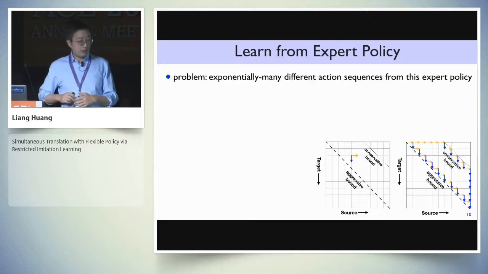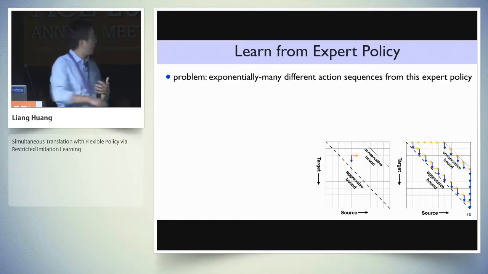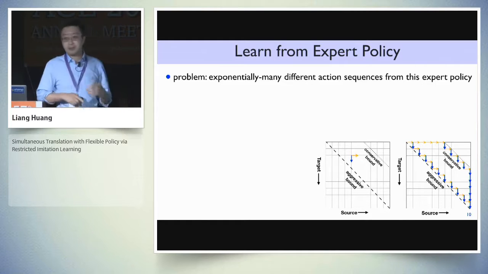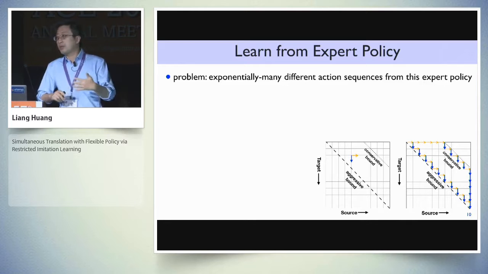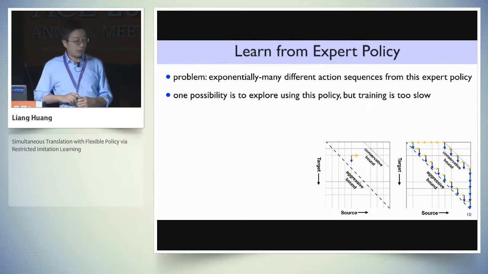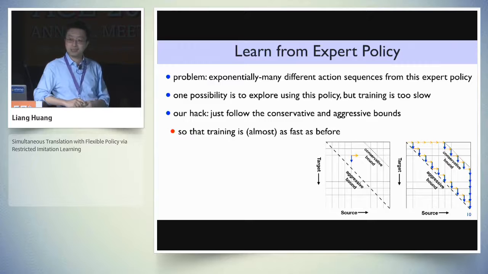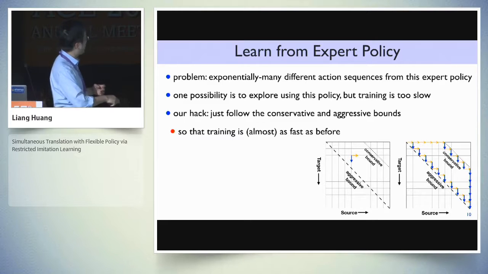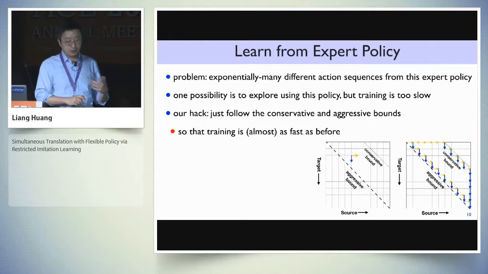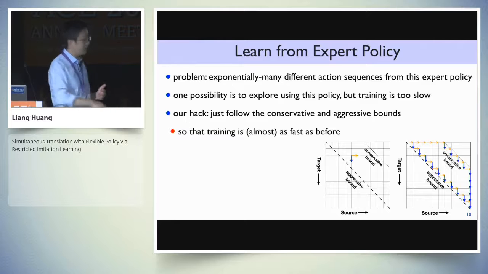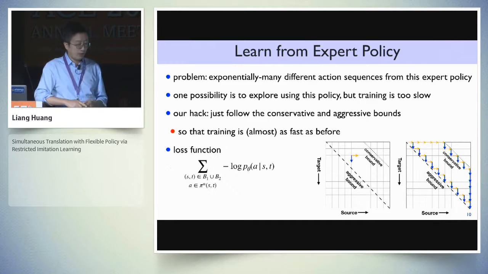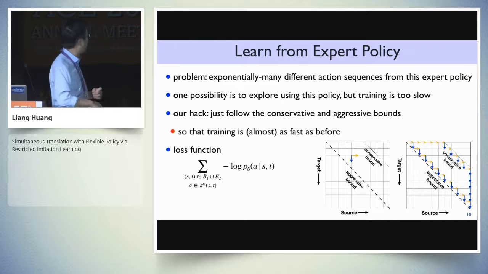But another problem is there are still exponentially many action sequences even within this little band with this expert policy. So we initially thought we should explore with this policy or explore with a model, which we usually do when we learn from dynamic oracles. But this is way too slow in training. So our hack, which is not very beautiful for this work, is just to follow these two conservative and aggressive bounds, these two example policies, and then train the dynamic oracle just on these two policies. So that training is almost as fast as before, and you can redefine the loss function this way on these two bounds.